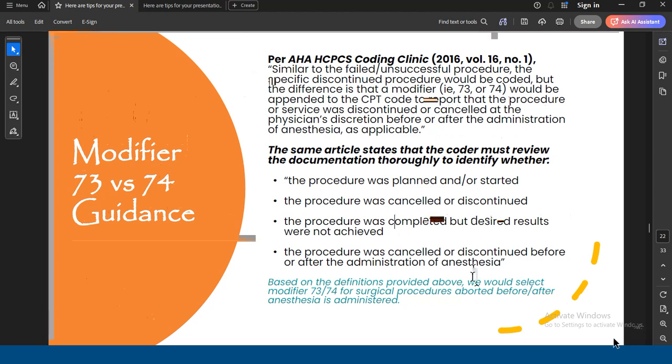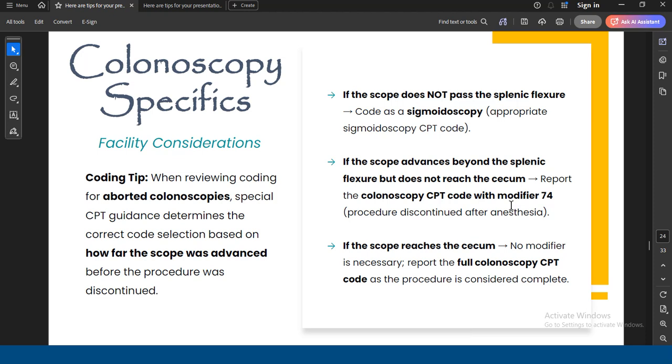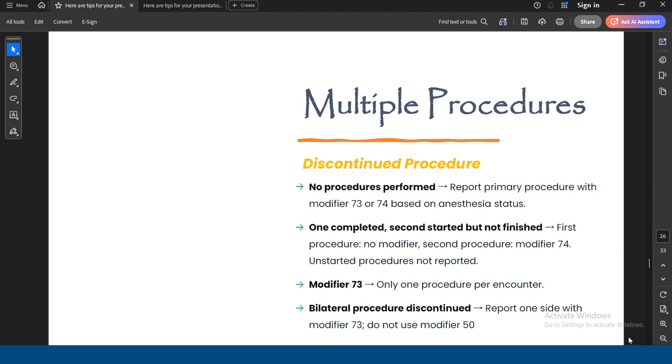Here we have a few more examples related to colonoscopy. Whenever you code a colonoscopy, you need to check to what extent the scope has entered, and based on that, follow these guidelines. How do you code if the patient has multiple procedures and among those one procedure is reduced? If, among multiple procedures, a few are discontinued and no procedures are performed, report the primary procedure with modifier 73 or 74 based on anesthesia status.